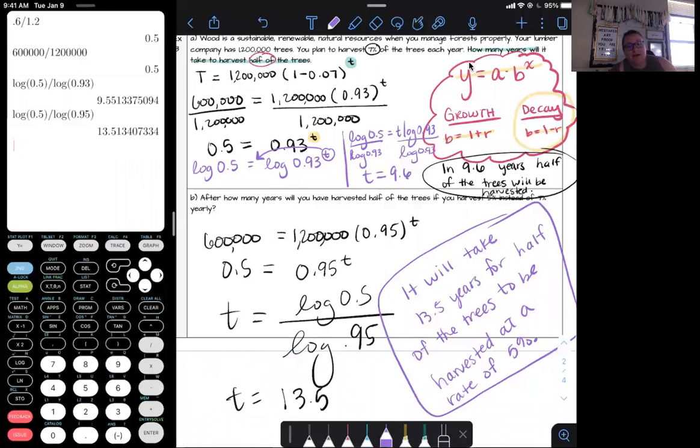I found that if you are harvesting at a rate of 5% annually, it's going to take 13.5 years for half of the trees to end up being harvested. So if you slow your rate of harvesting by 2%, it's going to take an extra, like almost 4 years to lose half of the tree population.